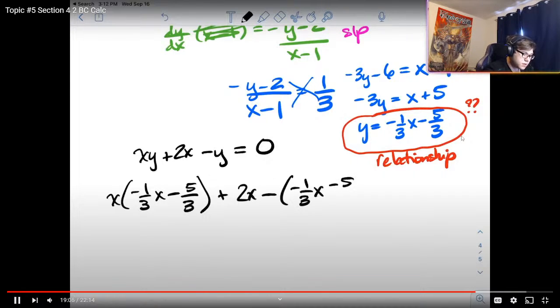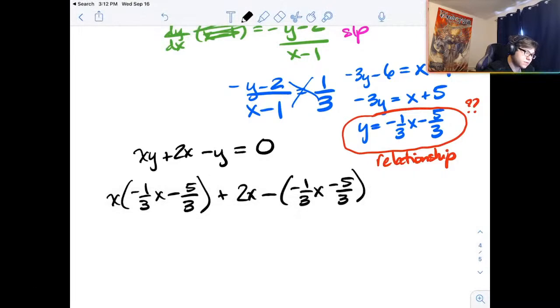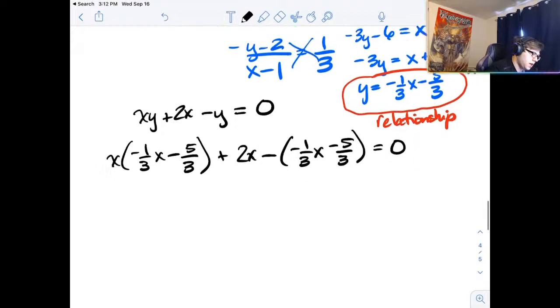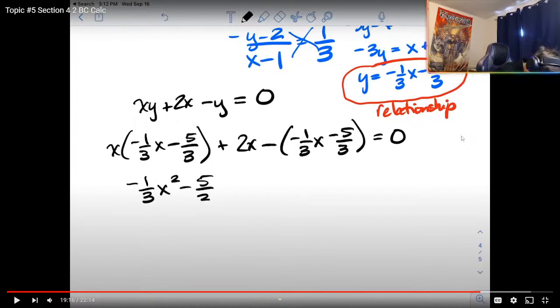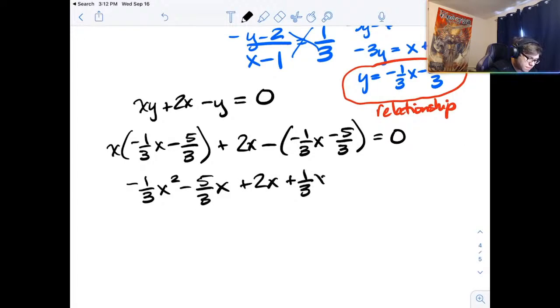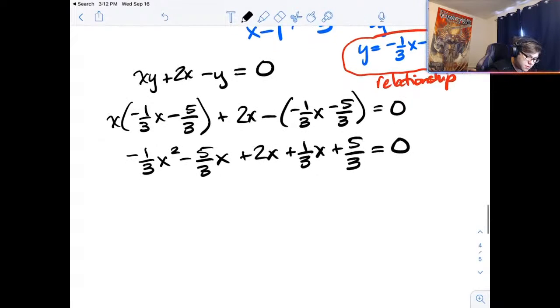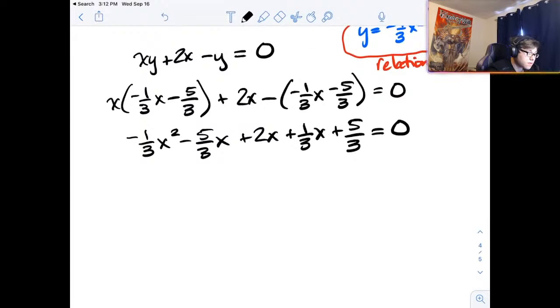Okay, so I am plugging in negative 1/3 x minus 5/3 everywhere I see a y value. And that's after doing some distributing. I'm going to get negative 1/3 x squared, minus 5/3 x plus 2x. Distributing a negative will turn this positive. It will also turn that positive, and this whole thing is still equal to 0.